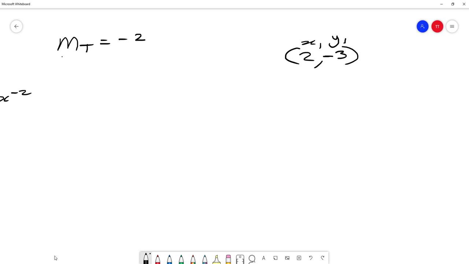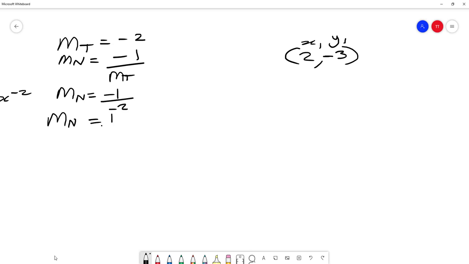When you want to work out the gradient of the normal, which I'm going to call mn here, you do -1 divided by the gradient of the tangent. So in our case, it's going to be -1 over -2. So we get the gradient of the normal is simply a half.